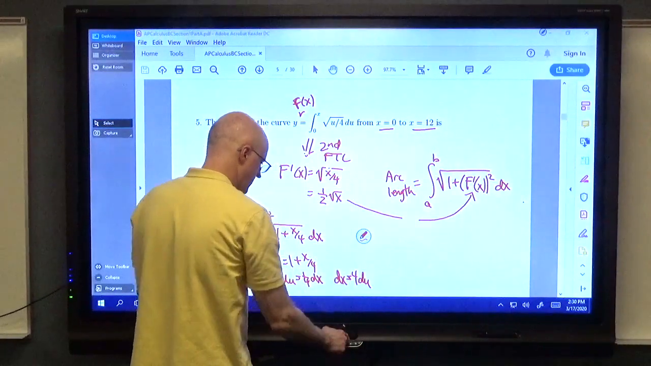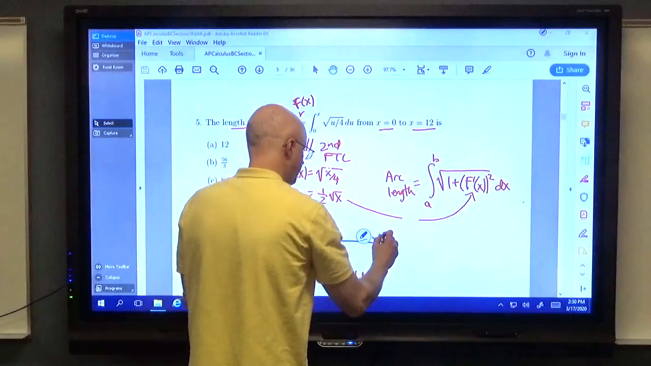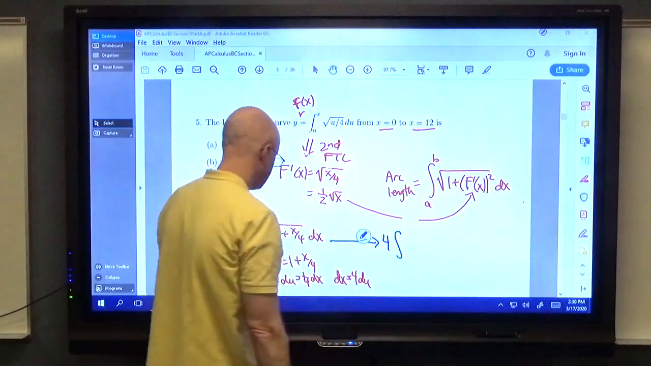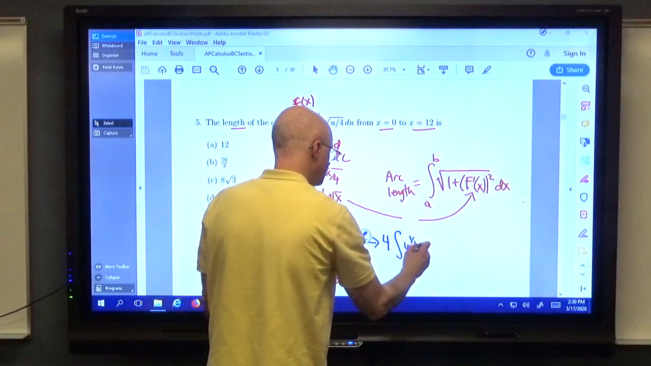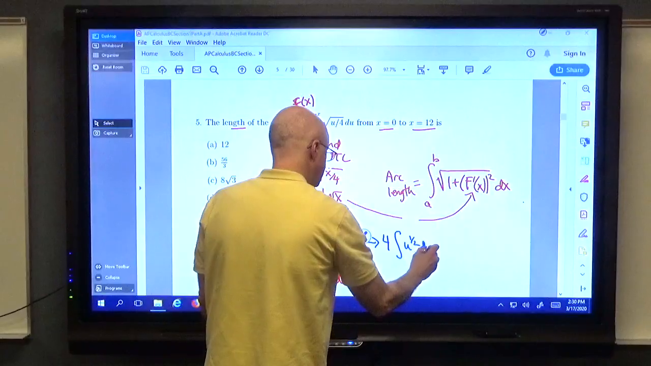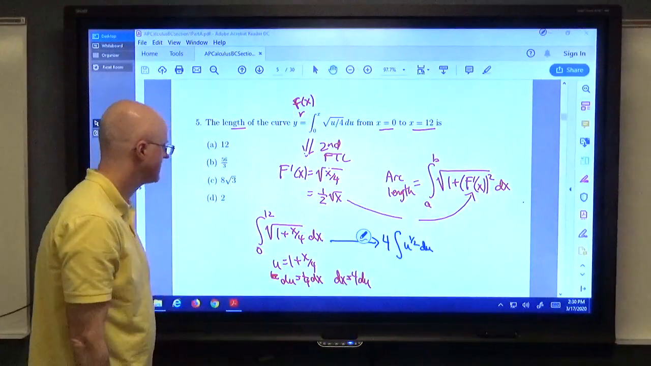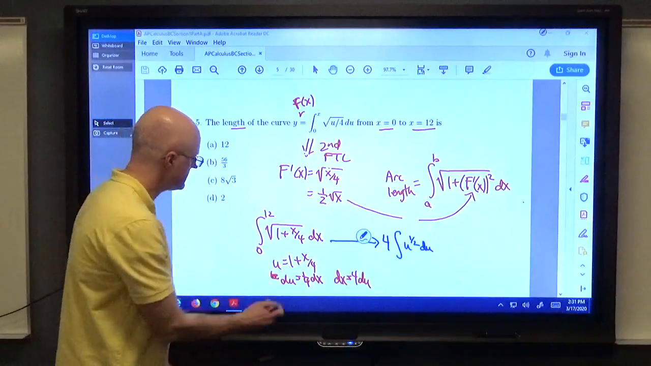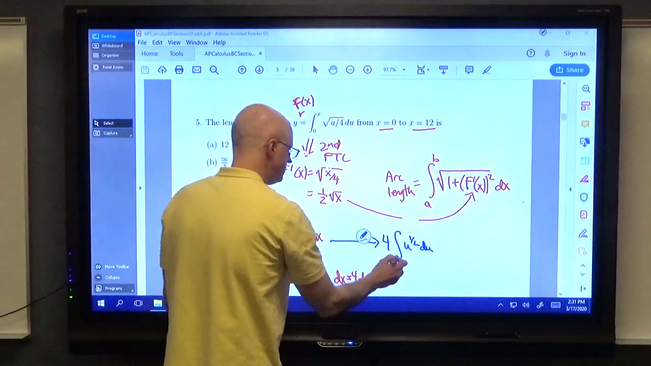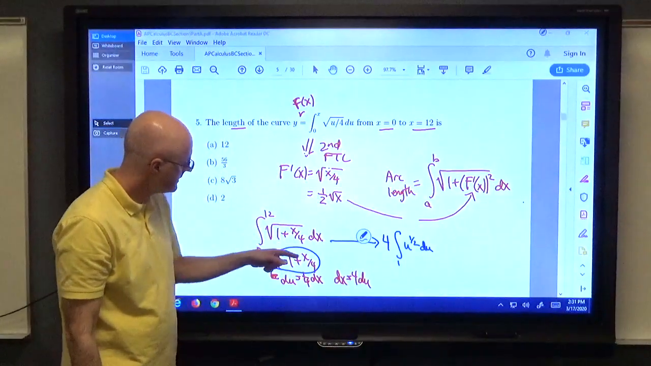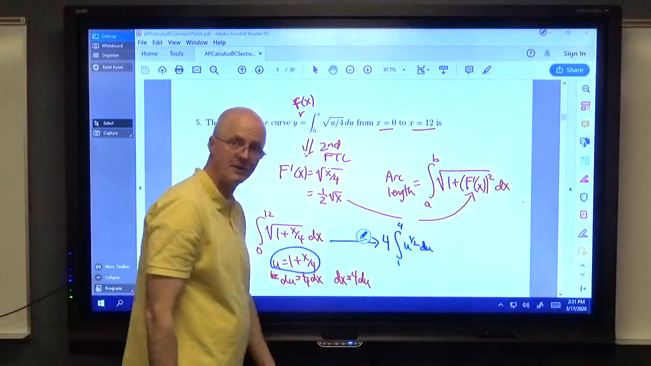So let's change color here. I get a 4 that I can bring out in front. I have a square root of u, that's u to the positive 1/2 power. Got a du, and again I need to change my limits of integration. Don't be sloppy here. Go ahead and make the change. When x is 0, u is, use this equation here, u is 1. When x is 12, 12 over 4 is 3, plus 1 is 4, u is 4. This is the integral to finish the problem.